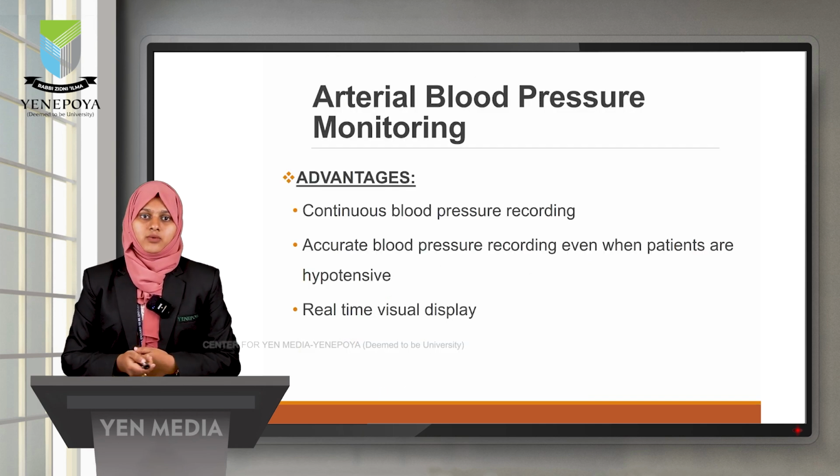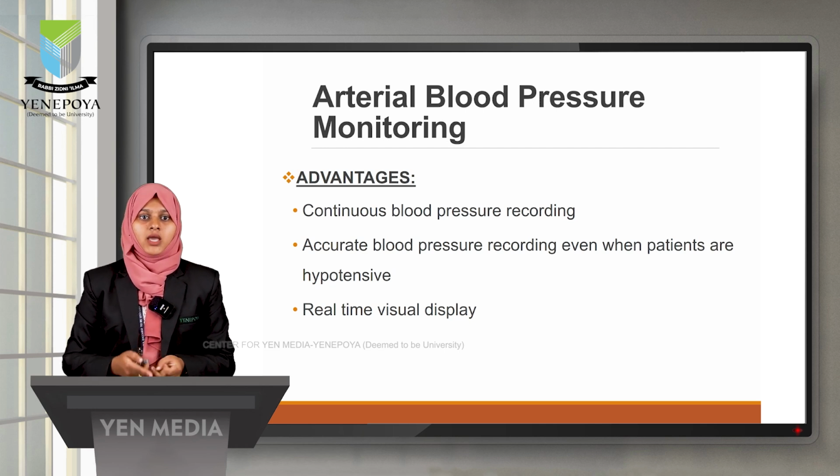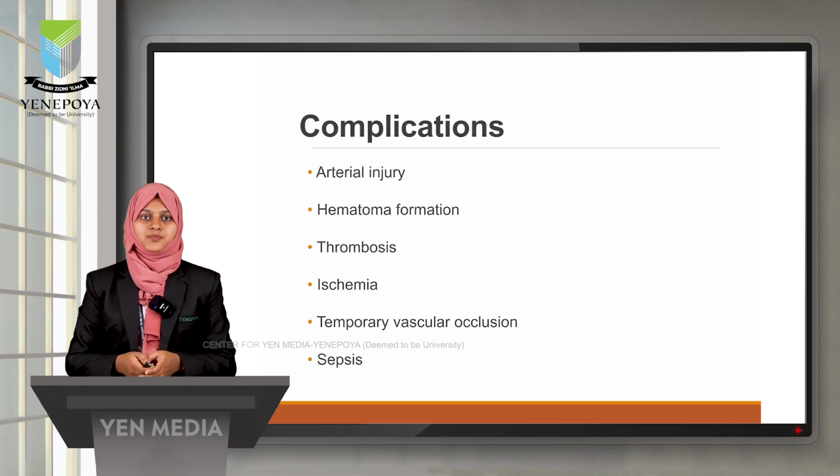Then we will move on to the advantages of arterial cannulation. We will get continuous blood pressure recording, accurate blood pressure recording even when the patient is hypotensive, and a real time visual display. Then the disadvantages are potential complications, we require a skilled technique to do this arterial cannulation, and it is also expensive. Then the complications are arterial injury, hematoma formation, thrombosis, ischemia, temporary vascular occlusion and also infection or sepsis.